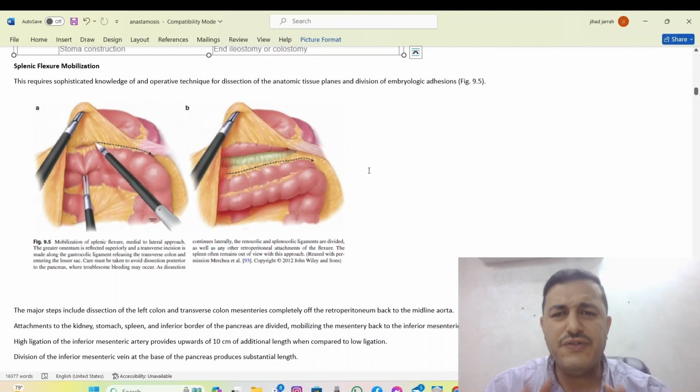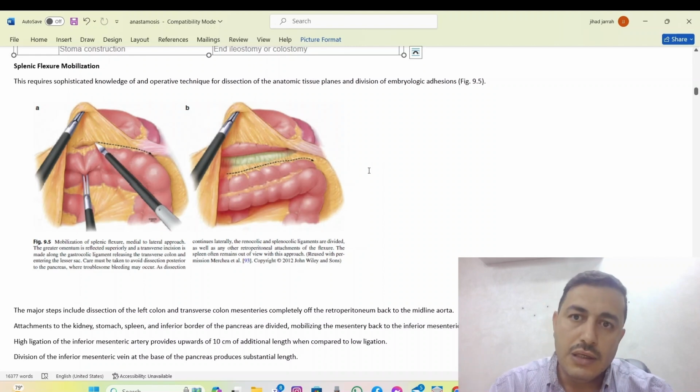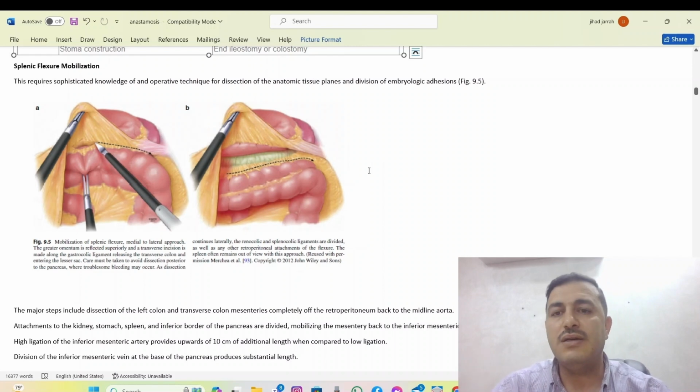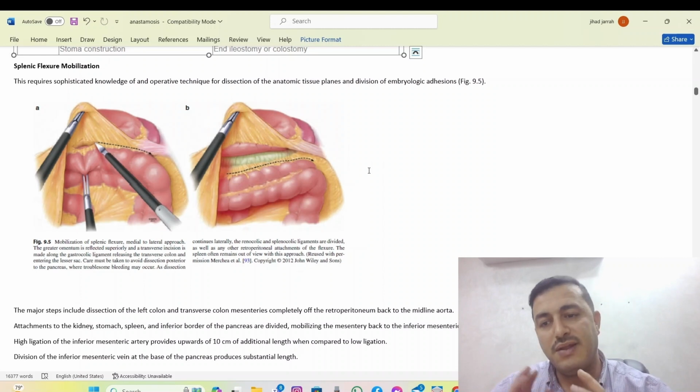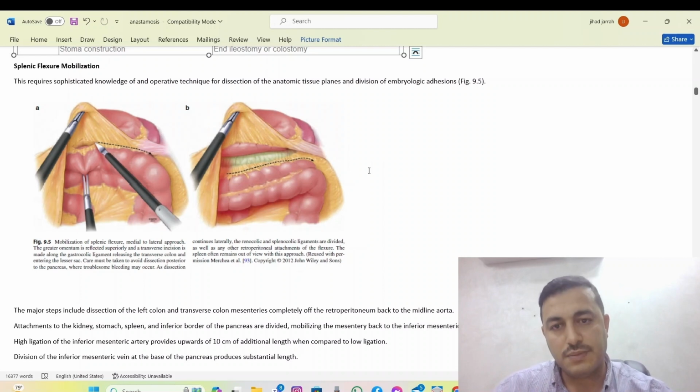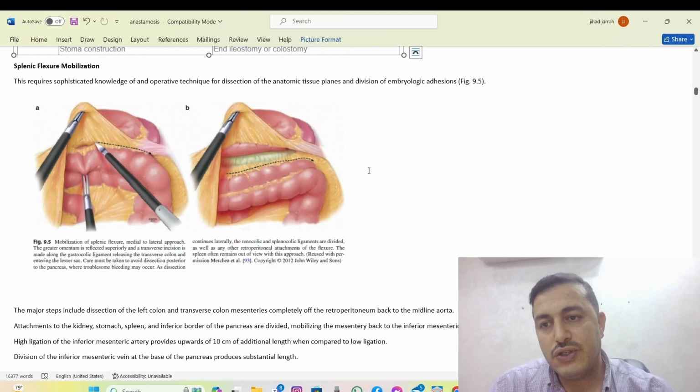Okay, about the splenic flexure, there is a little bit of information that we have to know. We have different approaches. Again, it's debatable. Is it mandatory or not, when we are dealing, for example, with a sigmoid tumor or a rectal tumor? This is debatable. But what is not debatable is that we have to know how to do such mobilization. First of all, you can notice this picture.